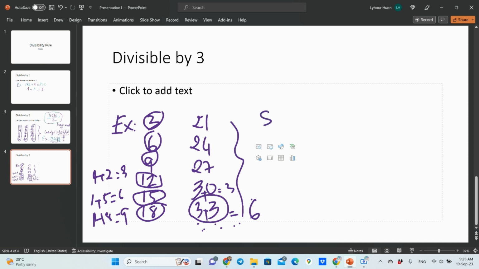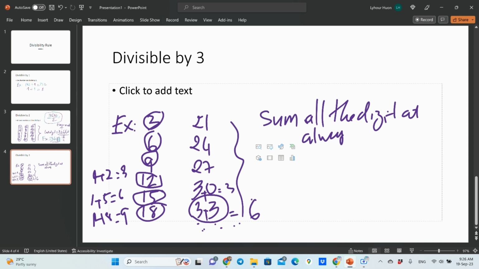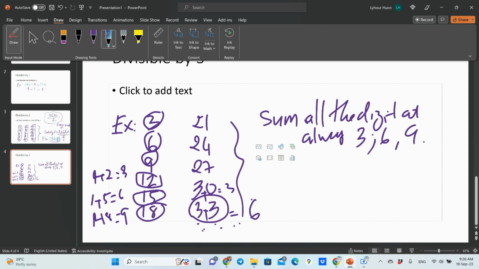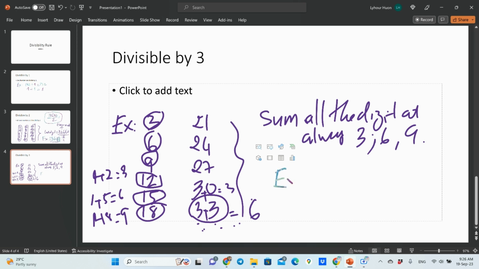When we sum all the digits, it's always 3, 6, and 9. So then we wonder, does that really happen? So we give another example.